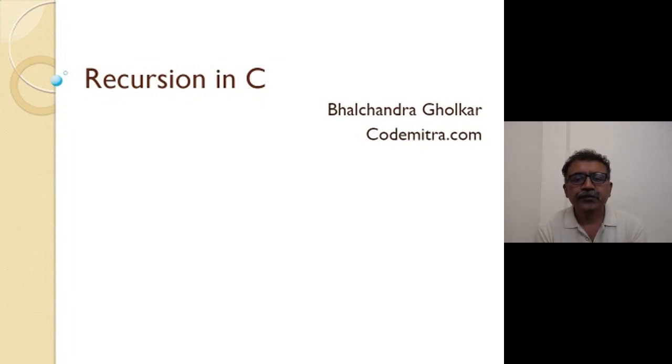Now I'll start recursion here. This is a new chapter, recursion in C. Recursion is basically the mechanism in which the calling function and called function are the same. Like in the earlier program, we called that factorial function. Main was the calling function and factorial was the called function. This is a special case where calling function and called function are both the same.